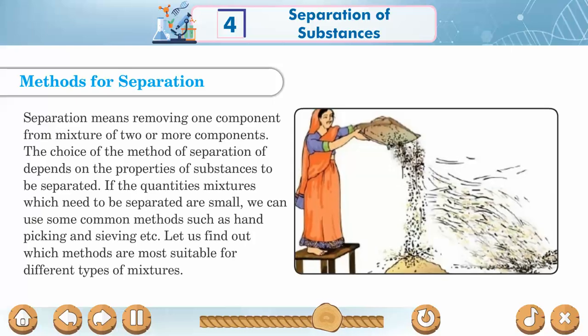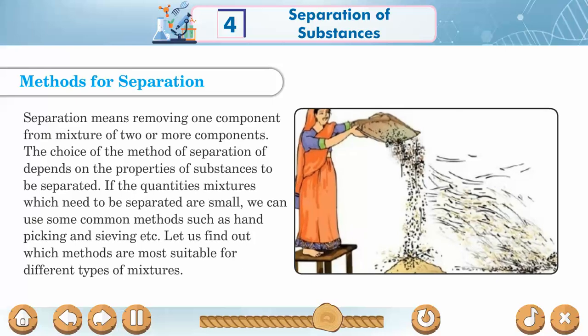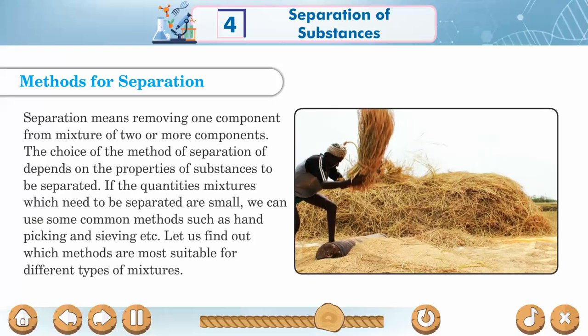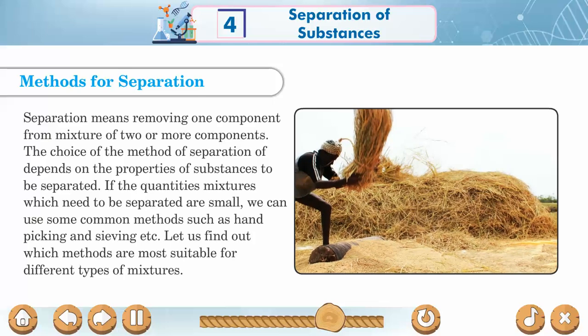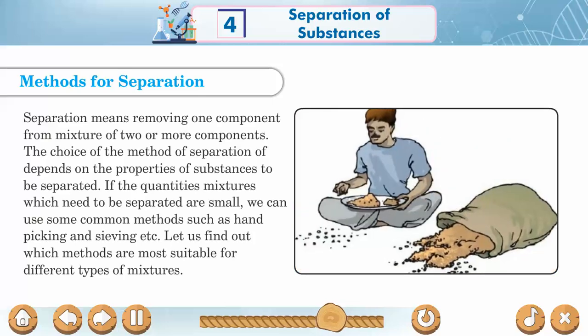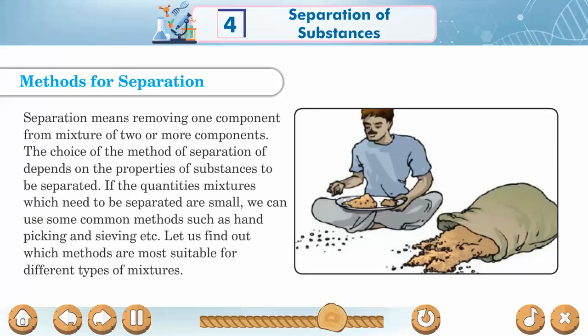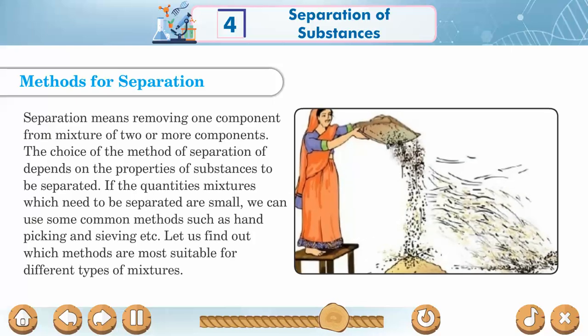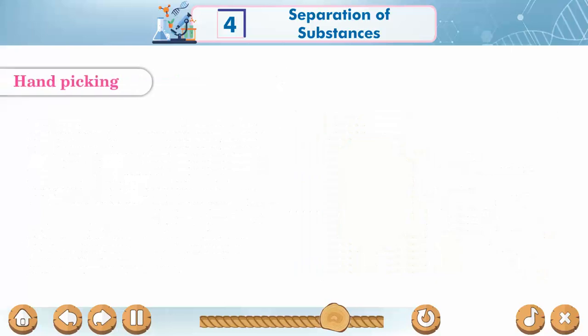The choice of the method of separation depends on the properties of substances to be separated. If the quantities of mixtures which need to be separated are small, we can use some common methods such as hand picking and sieving, etc. Let us find out which methods are more suitable for different types of mixtures.